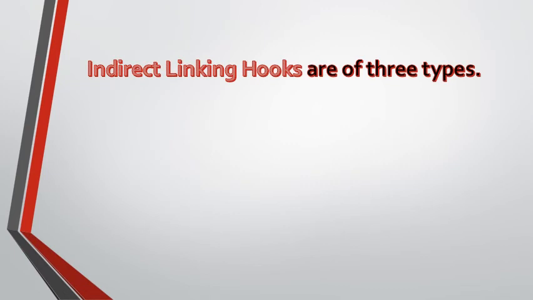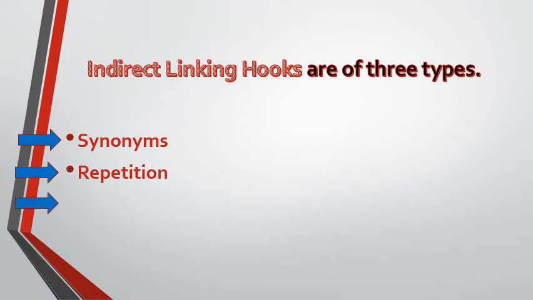Indirect linking hooks are of three types. They might be synonyms. It means using the same ideas but with different words. Words that mean the same thing. Or it could be repetition of some words. We might see the same words repeated in many paragraphs. Or they might be noun and pronoun antecedents. For example, if we are speaking about the school, then we might see "it", referring back to the school. If we are talking about a certain man, then in the second paragraph we might see "he", and this way. And it could also be used as this, that, those, whatever.